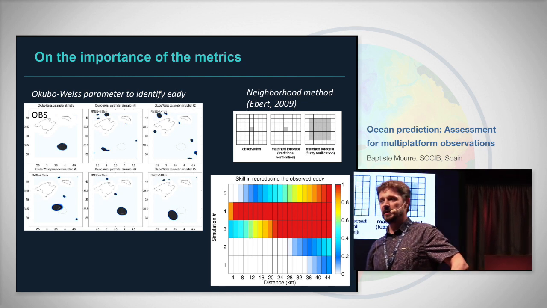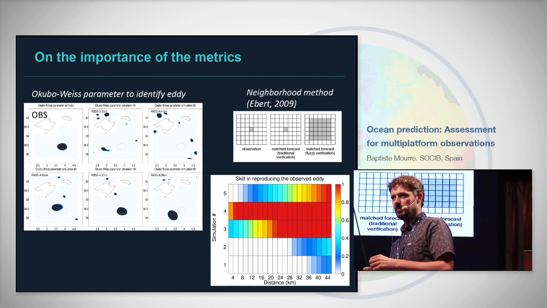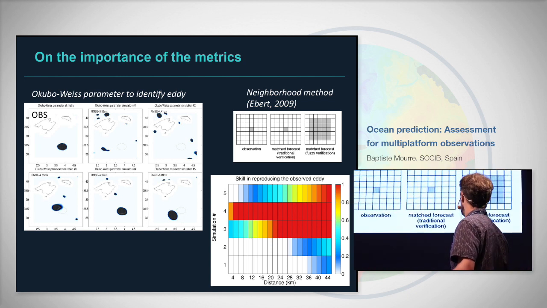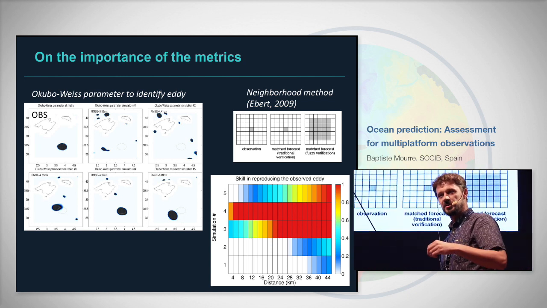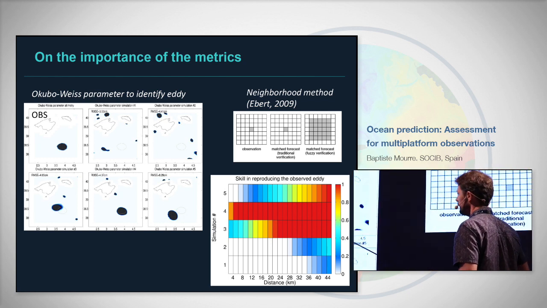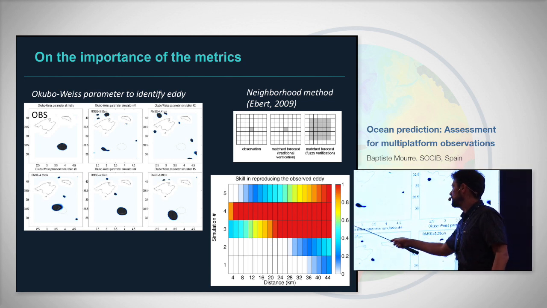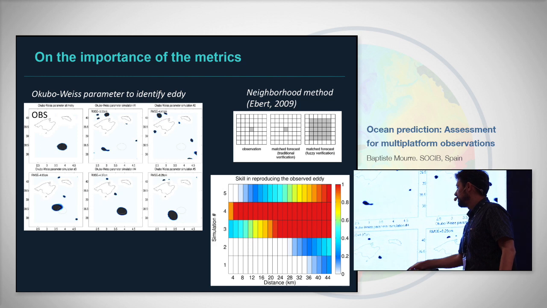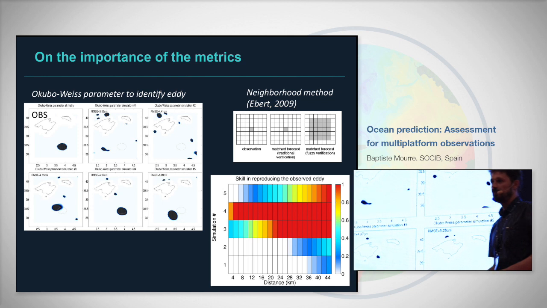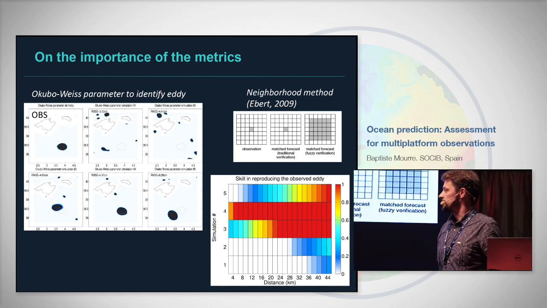In that case, you may be interested in not having an exact match in space and time, but you might qualify your model if you have a right representation of the eddy in the neighborhood of the observations. So, for every position in the observations, you calculate whether you have an eddy in a certain neighborhood. So for a given distance, you can say whether your model is able to represent some eddies.